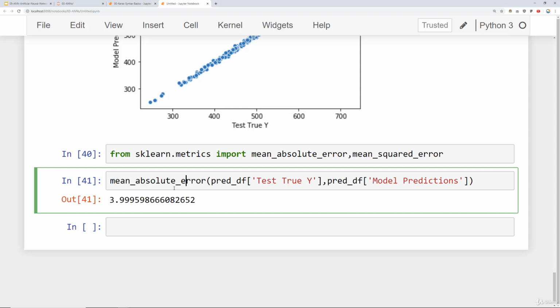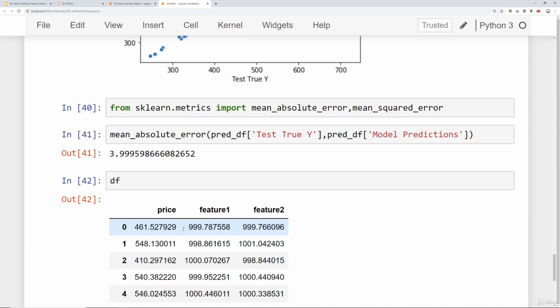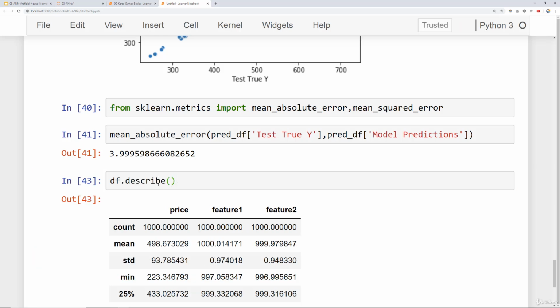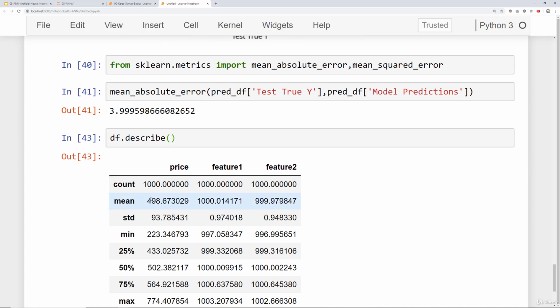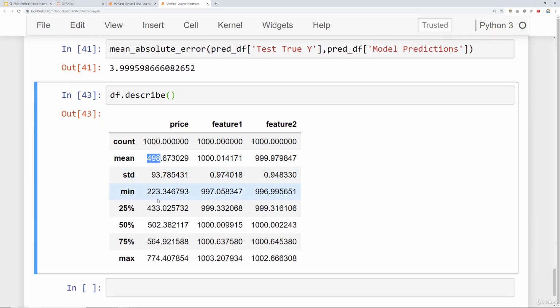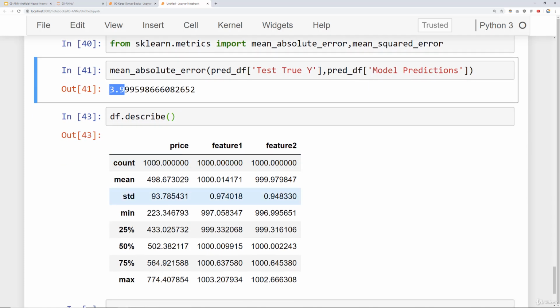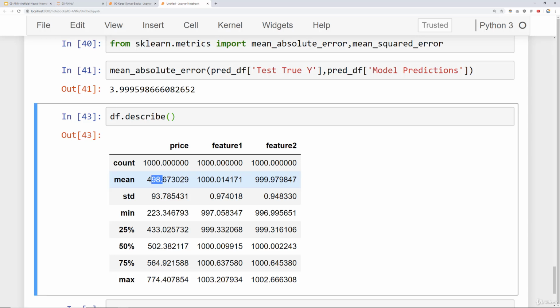Now, the most common student question I get is, how do I know if this is good or bad? Well, it really depends on your original data. If you take a look at our original data frame, recall we have this price column. Let's go ahead and call .describe on this. And we can see that the average price is around $500, with a minimum of 223 and a maximum of 774. And our mean absolute error, that is how far off we are on average, is $4. So if I take a look at the mean price, that's less than 1%.